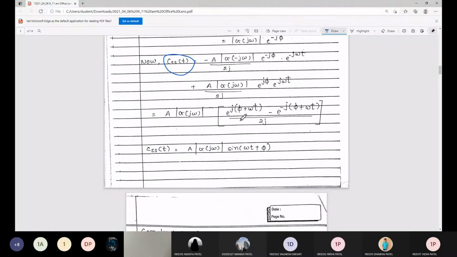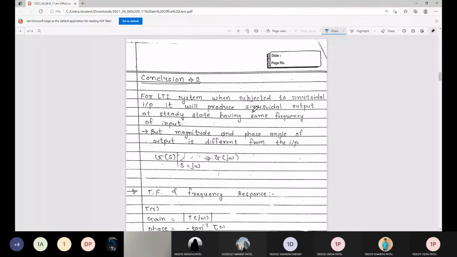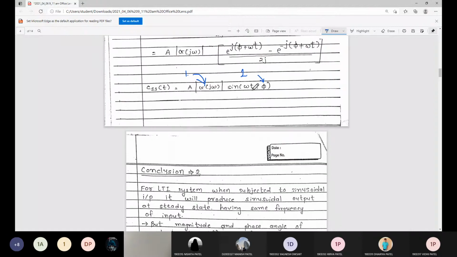Finally, we will be getting a final equation of A into the magnitude of G(j omega) times sin(omega t plus phi). What is the additional term? The additional term is the first one, the magnitude, and the second one is this phi. What we can conclude is that an LTI system, when subjected to a sinusoidal input, will produce a sinusoidal output at steady state having the same frequency as the input. The frequency is the same because r(t) was a sin omega t only.